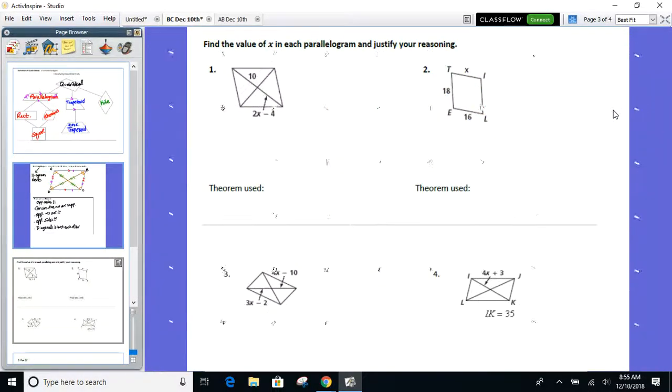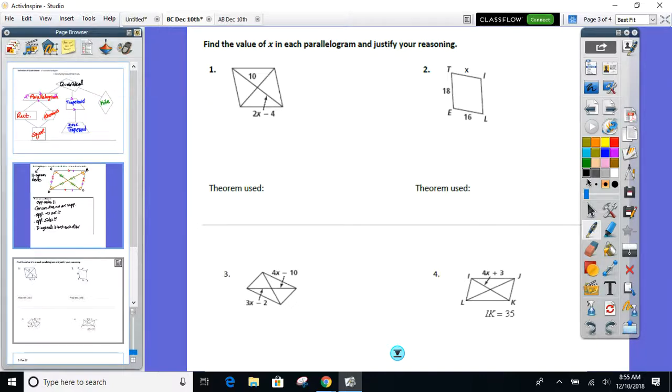All right, let's test some algebra out. Pretty basic ones here. Oh, he always asks that. Theorem used. Why? I hate that. Suck it up. All right, find the value of x. What do you know about 10 and 2x minus 4? They are equal to each other. I'll ask why in a second. 2x minus 4 equals 10. Not asking for brain surgery here. 2x equals 14. Value of x, 7.